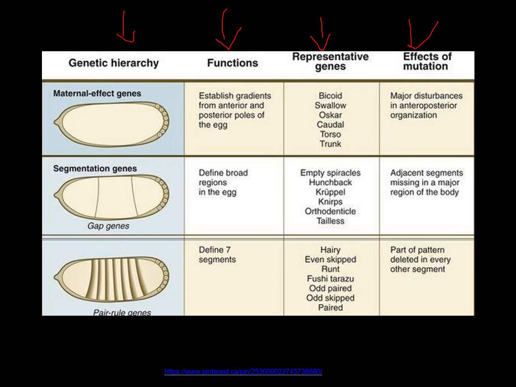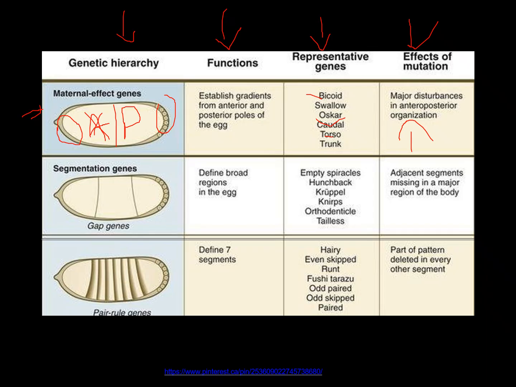The first group is the maternal genes, and their function, remember, is to establish the anterior and the posterior, the major sections, as well as the terminal regions. I'm sure that you remember genes like bicoid, oskar, caudal, torso. When there is a mutation, there will be a major disruption in the organization. You might end up creating a larva with two posterior regions, or a major disruption in the morphogenesis.